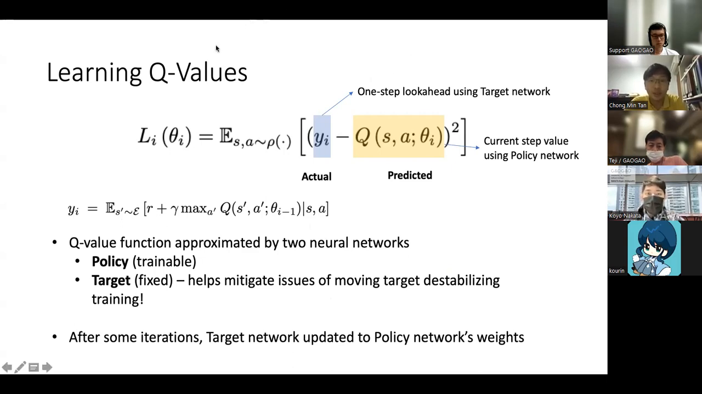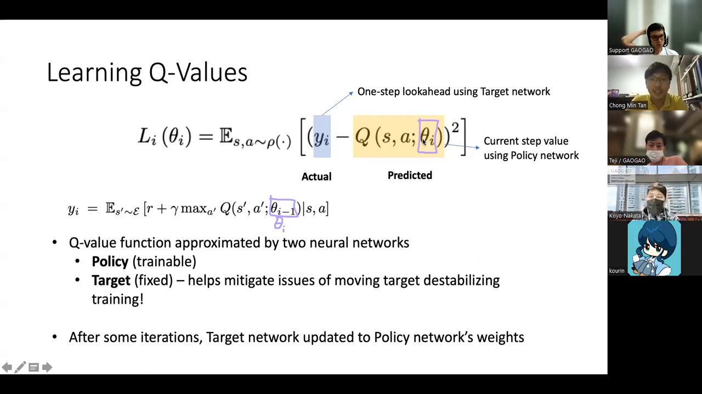You can see that over here, this is theta I minus 1, which is the network at iteration I minus 1, the previous time step. And then this is the network at theta I. We don't use theta I here because if you use the same network, there will be an issue of chasing the tail.